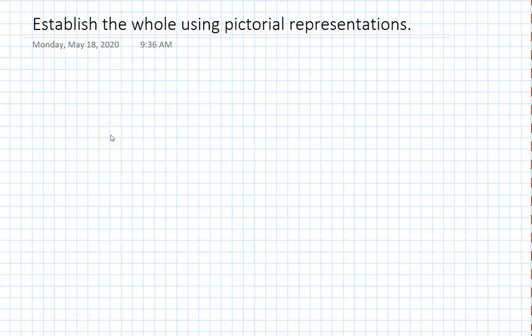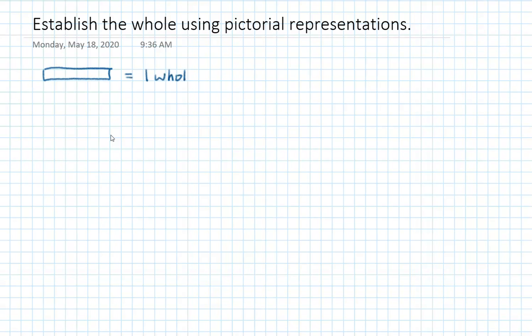Okay, I'm going to talk about how to establish the whole using pictorial representations. So before we can come up with a fractional value for any picture that we draw, we first have to establish the whole. And so the way that I'm going to do this is I'm going to say that this value right here is equal to one whole.